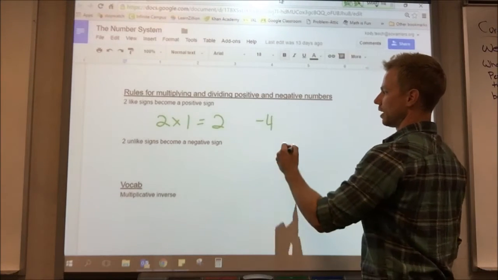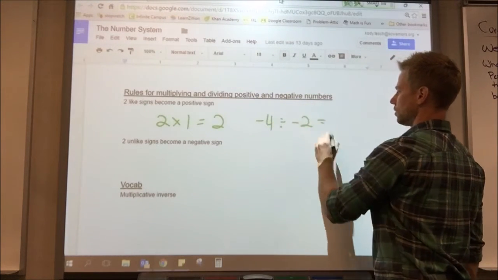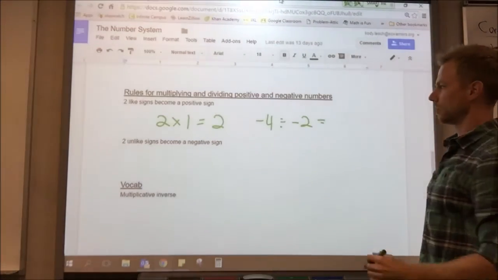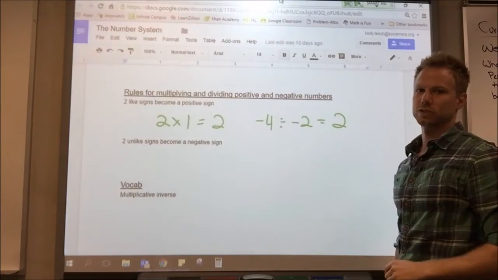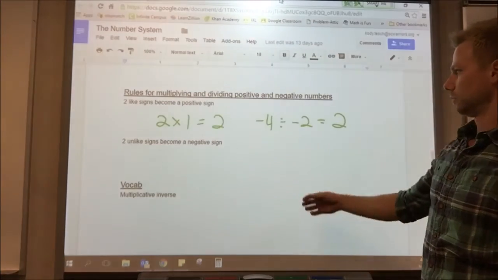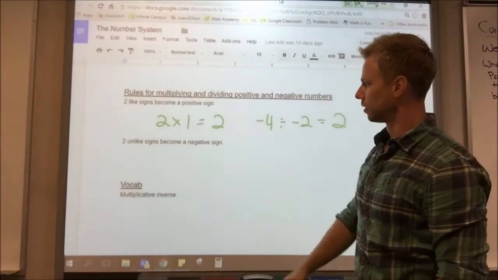Like if I have negative 4 divided by negative 2, that's going to become a positive number, and 4 divided by 2 is 2, so that's just going to be a positive 2. Okay? If they're like, it becomes positive.